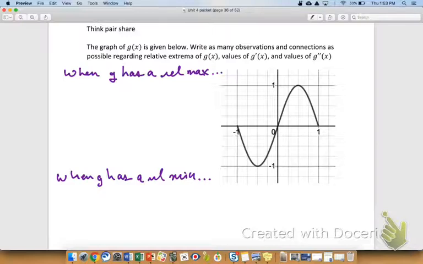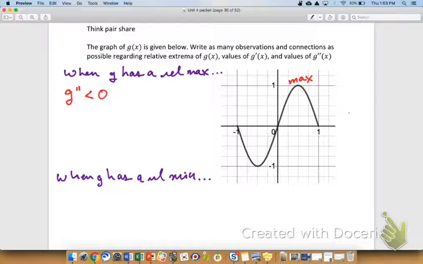Okay, I kind of wanted to frame this from this perspective. I just wrote up there, when G has a relative max, what are your observations? Okay, so let's talk. When G has a relative max, G double prime is negative. So did you all find the relative max right there at roughly x equals 1/2? Make sense?